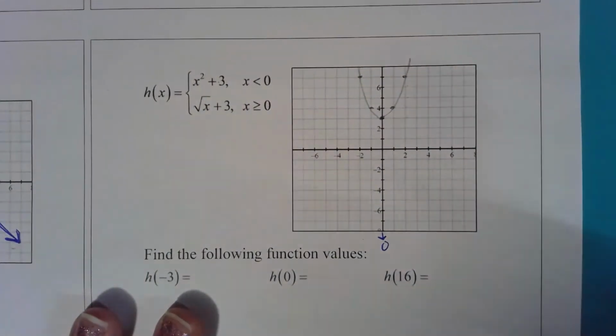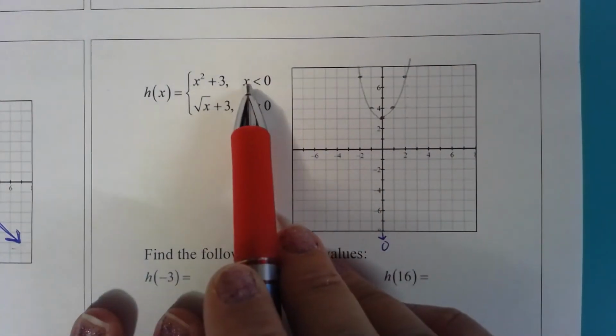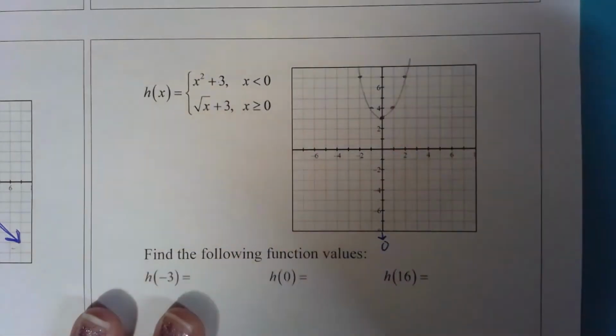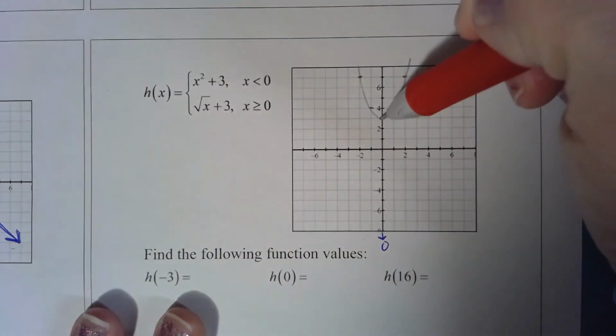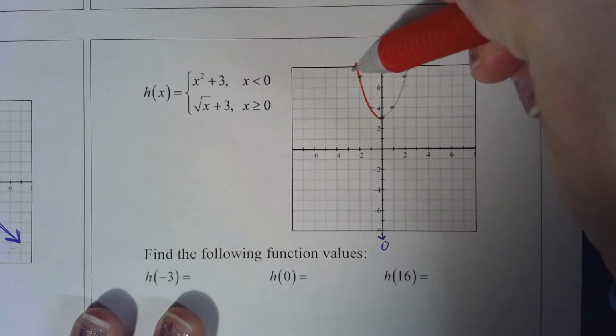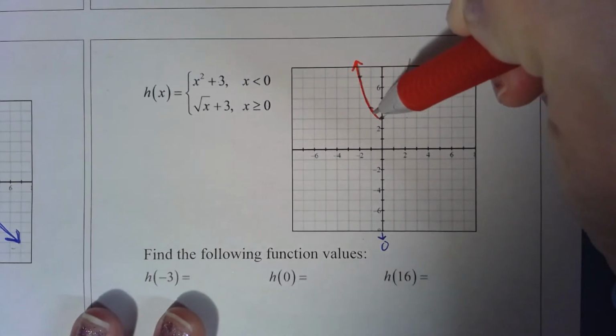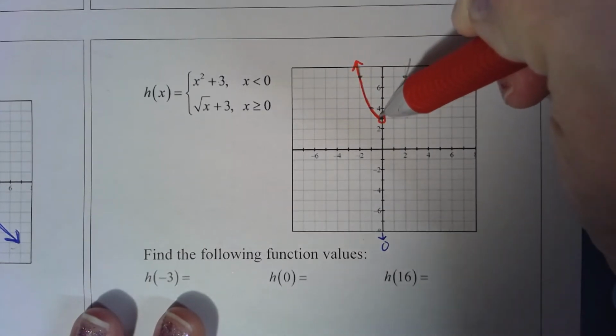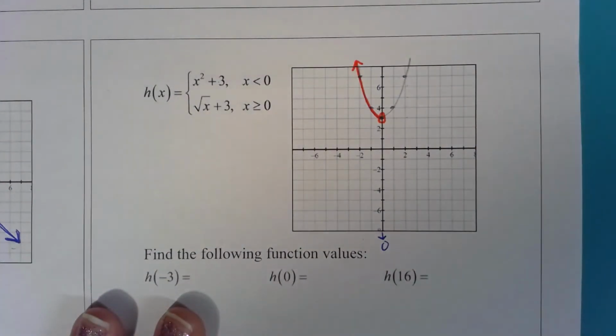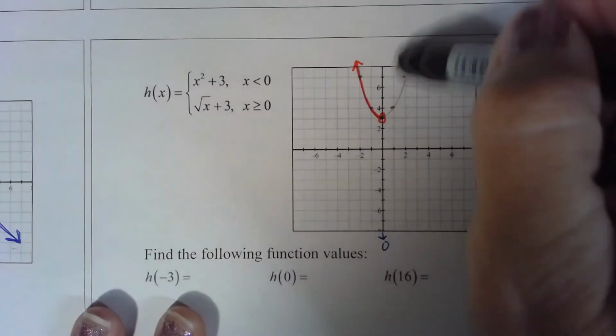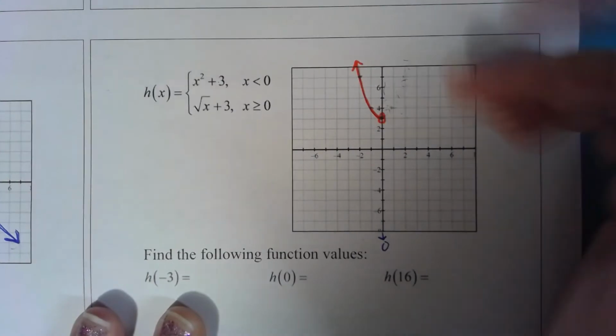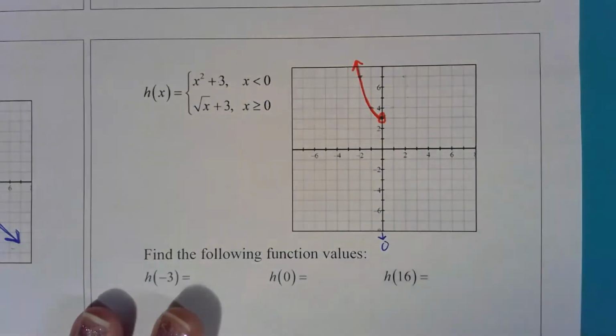But now I'm going to go in, and I only want this graph when x is less than 0. So here's 0. I only want the graph on the left side. And it did not include 0, so I'm going to try to exaggerate that with that open circle. And then I'll just go in and very lightly erase the piece that I don't want.